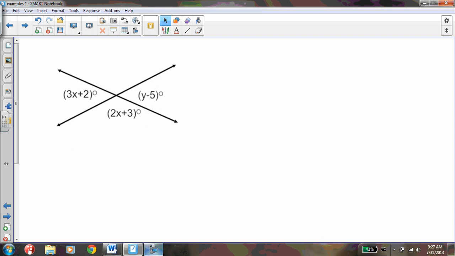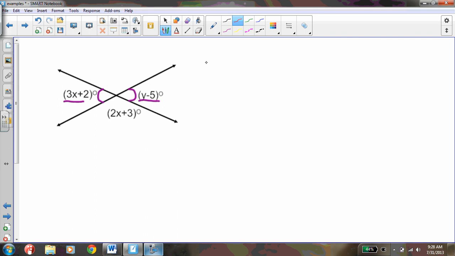In this situation, I want to figure out the value of x and the value of y. In order to do that, I'm going to assess my picture. I see that I have vertical angles. This 3x plus 2 and y minus 5 are vertical angles. So that means that they are congruent. So I'm going to mark them as such.